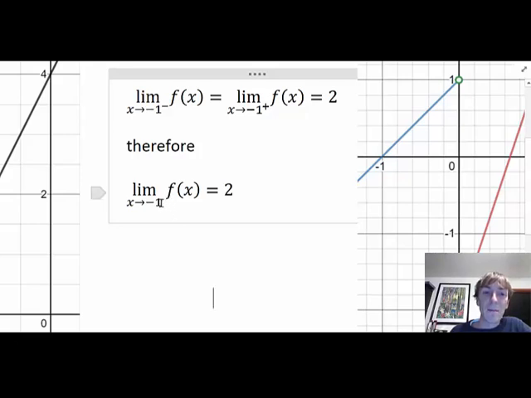Now, the way that I notate the two-sided limit, I'll zoom in, is pretty simple. It doesn't have the minus or the plus. It has a minus here, but that's because x is approaching -1. But notice that up on the top, I have this minus, which means left-hand limit, and this plus, which means right-hand limit. When I don't have anything at all, that means a two-sided limit.